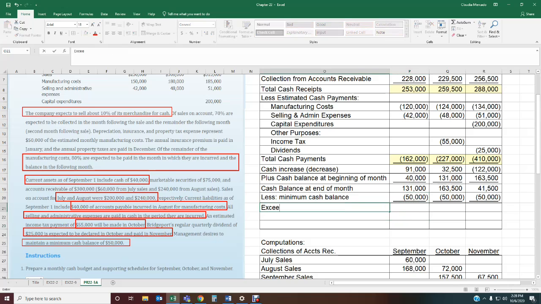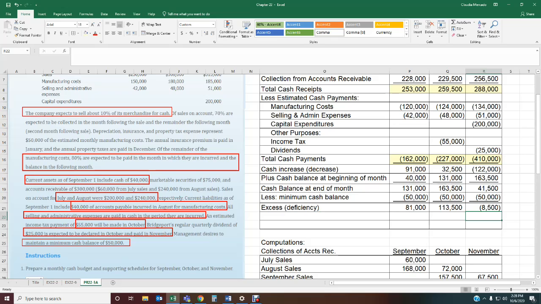So now I can figure out if I have excess or deficient money in my cash account. Deficiency. Okay, there we go. So I'm going to get my cash balance of $131,000 minus my $50,000. That'll give me $81,000 for September. $163,500 minus $50,000. That'll give me $113,500 for October. And then $41,500 minus $50,000. That will give me negative $8,500.